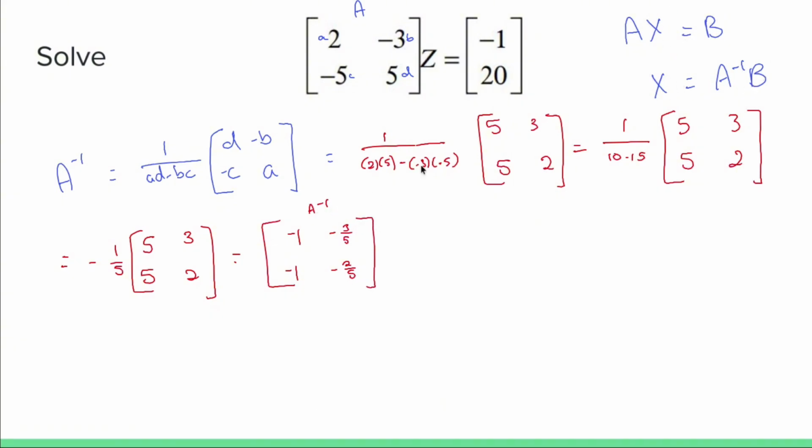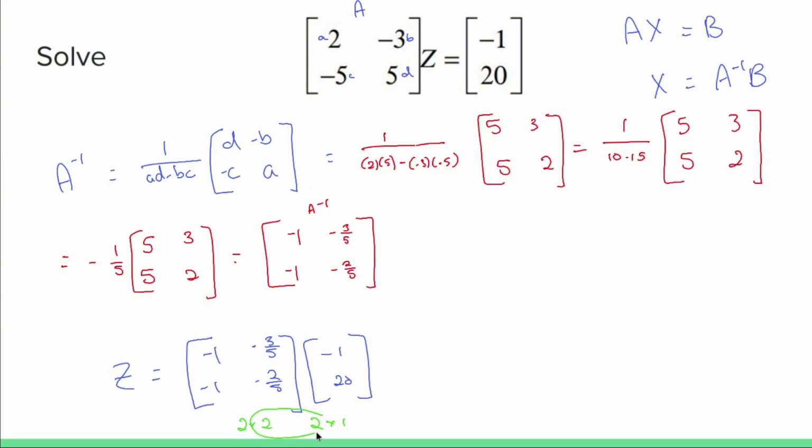So if we're going to use this format right here, and I'm solving for, in this case, z, not x, but you get the idea. Z is going to equal the A inverse, so this matrix right here, negative 1, negative 3/5, negative 1, negative 2/5, times the matrix negative 120. Now what we're doing is multiplying a 2 by 2 to a, oh no way. Oh no, this will work. I thought it wouldn't work. To a 2 by 1. So we're allowed to do this, and we're going to get a 2 by 1 in response.